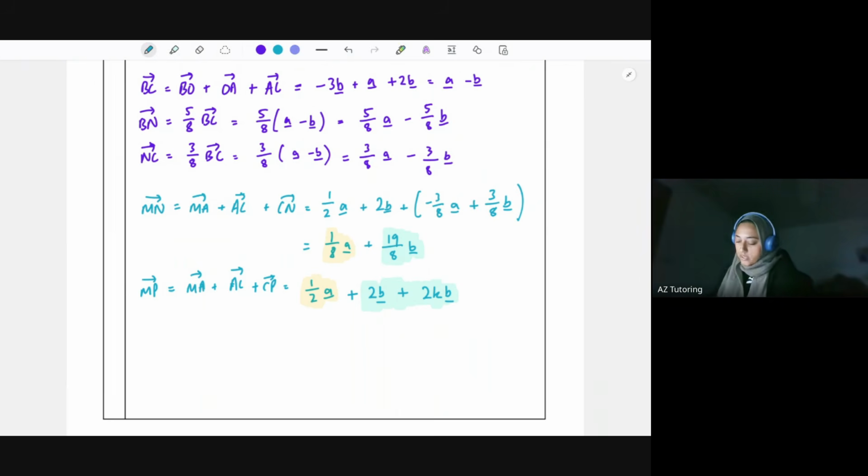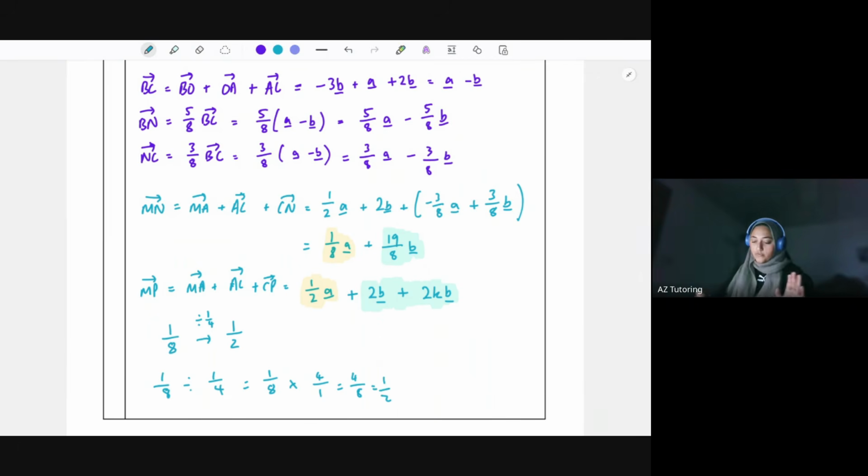So first off, I need to figure out, okay, how do I get from 1/8 in MN to a half that's in MP? And what I'm essentially doing is I'm just dividing by a quarter in that case. So I'm going to write that here. I'm just dividing by a quarter. Okay, so to get from an 8 to a half, I'm just dividing by a quarter. Let me just prove that. So 8 divided by a quarter, which is the same as 8 times 4/1, sorry. Keep change flip, which equals 4/8, which equals a half. Okay, so I've just proved it there.